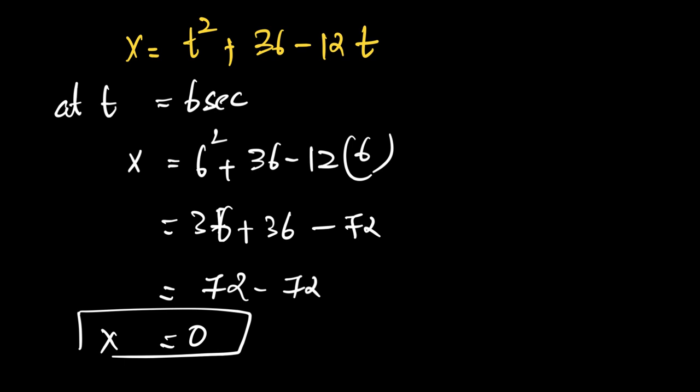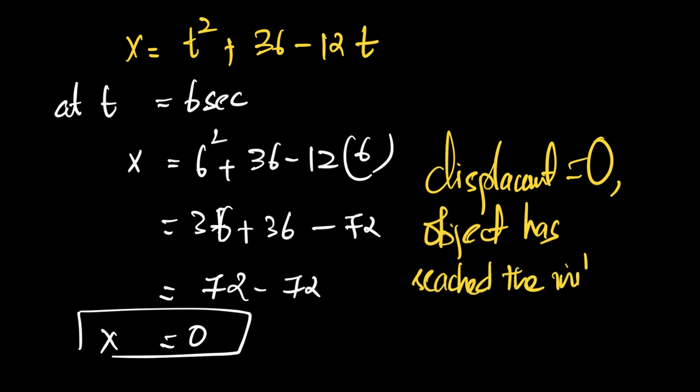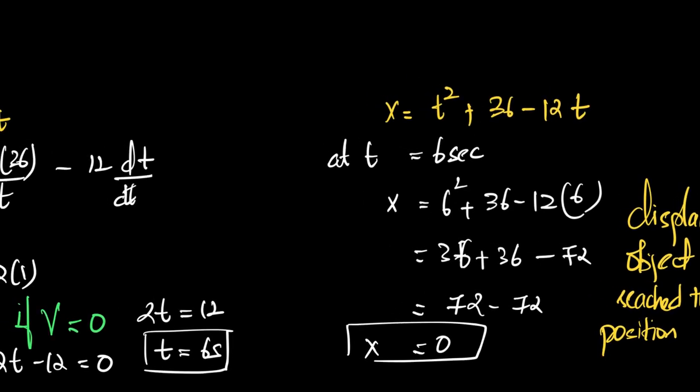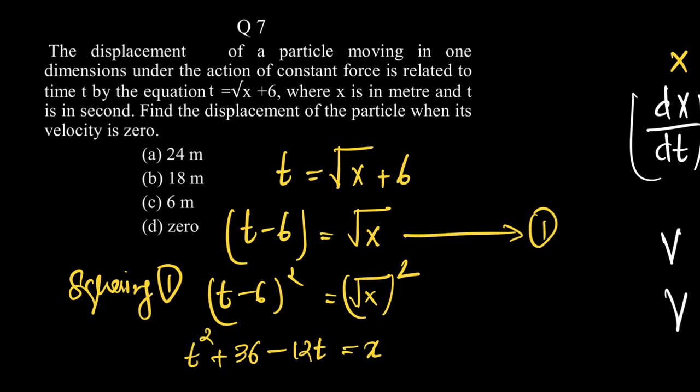In which case the displacement is equal to 0, which further means that the object has reached the initial position back in the motion. So the correct option here would be option D, which is 0.